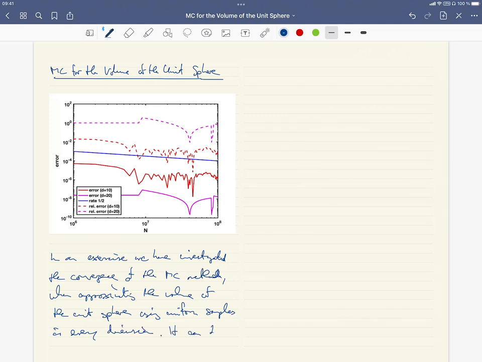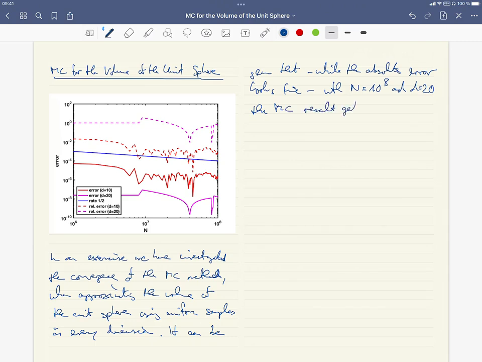it can be seen that while the absolute error looks fine, with n equals 10 to the 8 and d equals 20, the MC result gets no significant digit of the result, right? So that's the relative error. Well, that's not great with 100 million samples.